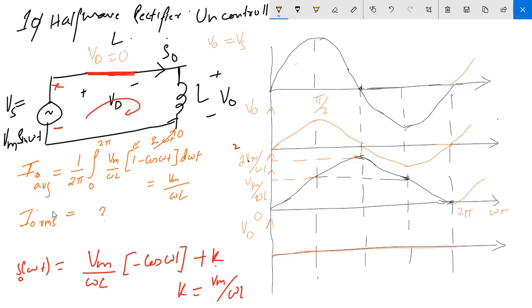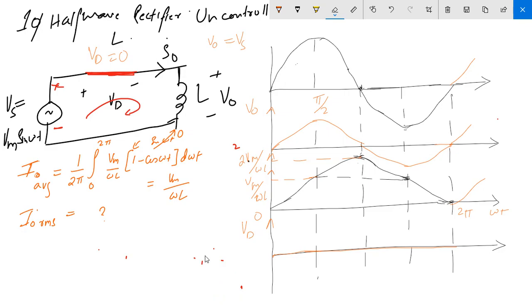And what about your output voltage? The output voltage RMS will be Vm by root 2. I can directly write Vm by root 2 because your output voltage is similar to the supply voltage. A sinusoidal waveform is there, so the RMS value of that will be Vm by root 2.